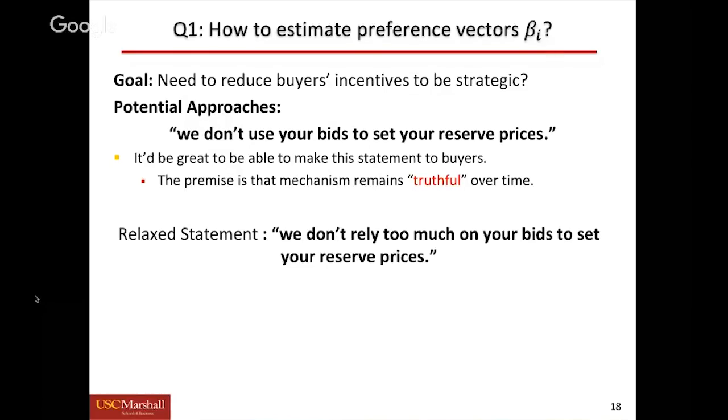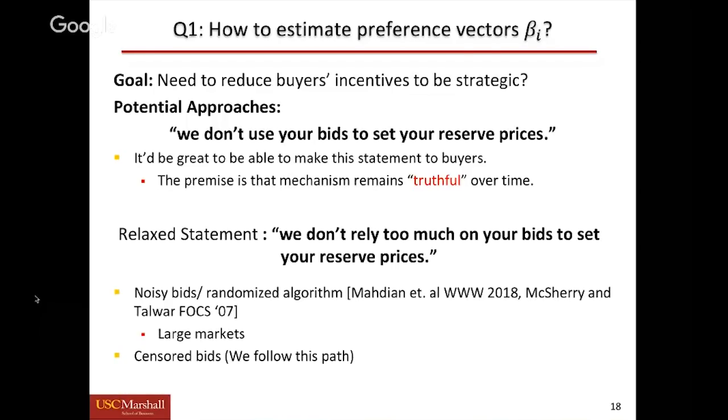So the second approach is that we want to go with some relaxed version of this statement, saying that we don't rely too much on your bids. There are different ideas to implement this. One is that you use noisy bids. This is like the ideas in differential privacy. You get the bids, but you add noise to them. So each buyer would say, my bid is not directly used, but a noisy version of it, so I don't have that much incentive to overbid or underbid. Or, for instance, you can use a randomized algorithm. In the work of Mohammad Adel, they use the exponential mechanism and ideas from differential privacy to implement this idea. But this only works for large markets and when the power of the buyers is limited.